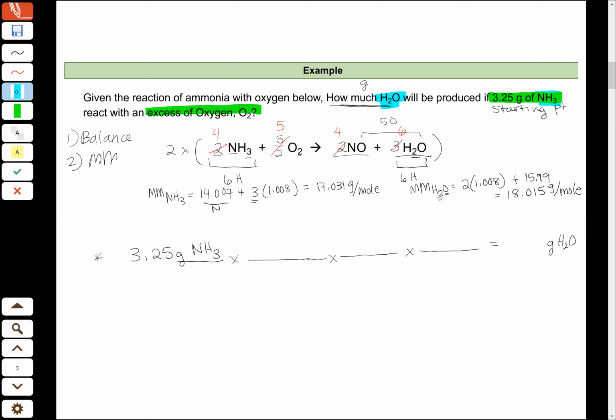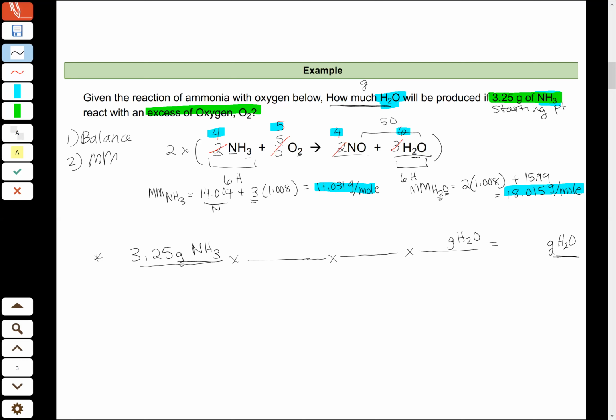Okay, now I have my conversion factors. I've got the molar mass of NH3, I've got the molar mass of H2O, and I have my coefficients from my balanced equation. Now I can start setting up my problem before I actually calculate it. So again, I'm starting with my 3.25 grams of ammonium right here, and I'm trying to get to grams of water. So in the spirit of not thinking too hard, I'm going to make sure that I have units of grams of H2O at the top of my last conversion factor. That way my units will be grams of water no matter what.